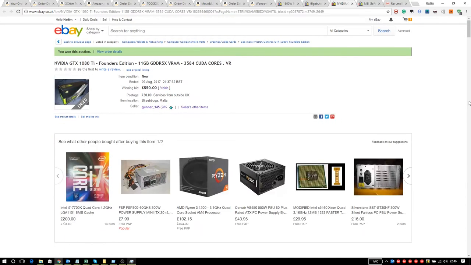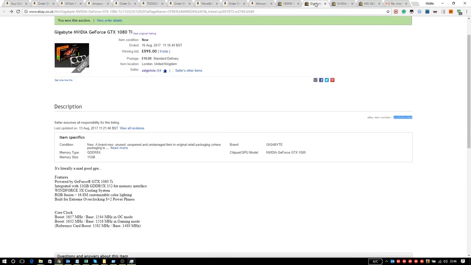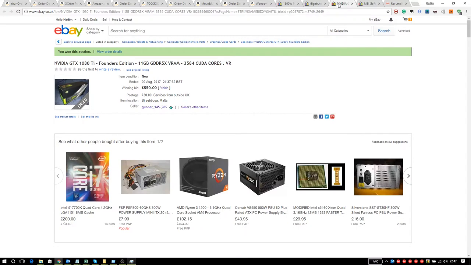The seventh GPU was the Nvidia 1080 Ti Founders Edition. I won this for £550 and the seller was Zalgirinis. The seventh GPU was the Nvidia GTX 1080 Ti Founders Edition. This came from Malta from a seller called Gunner145 and I won this for £550 with £30 postage.